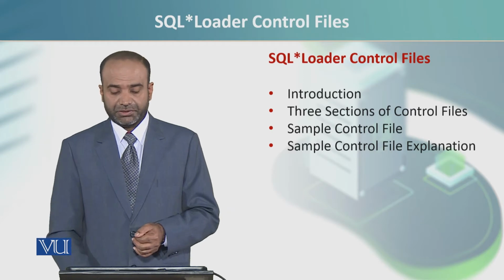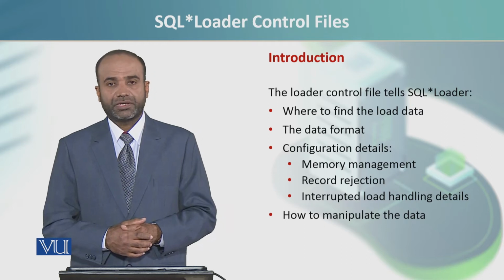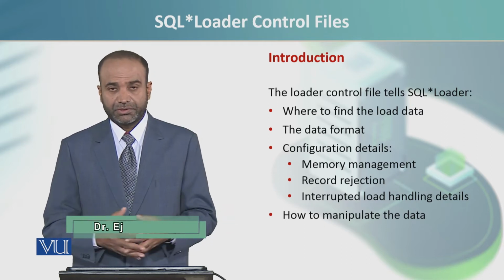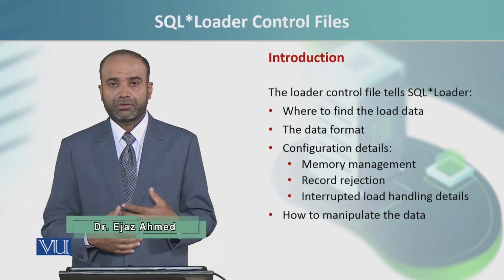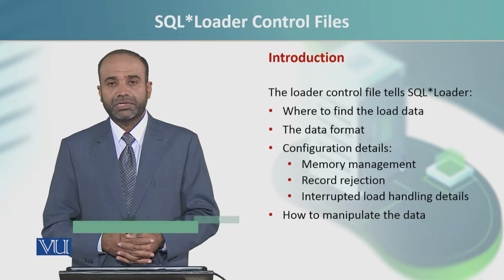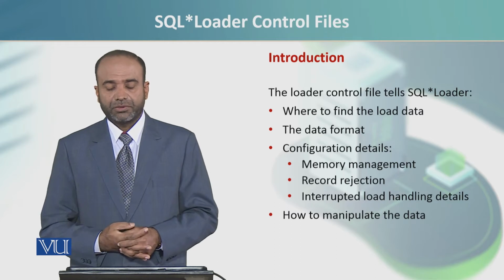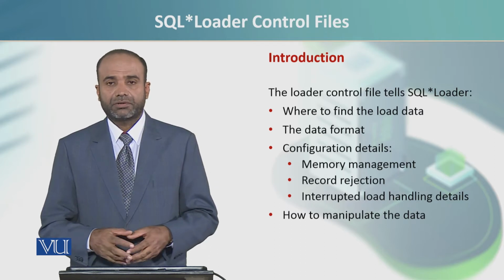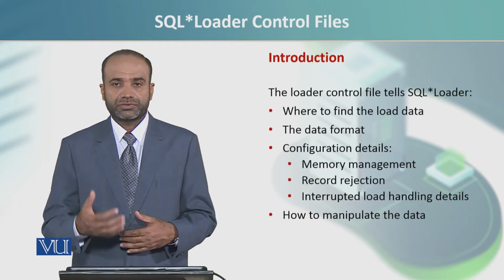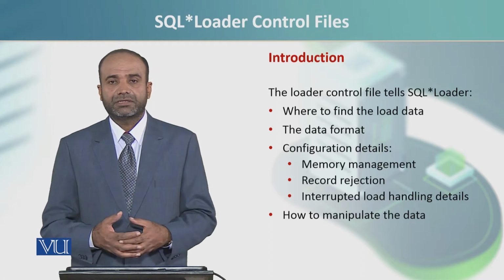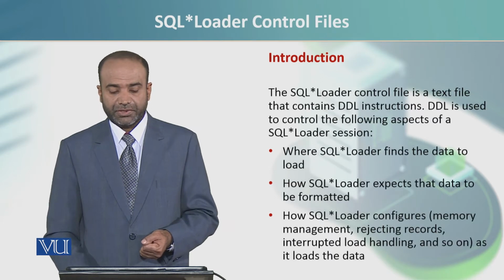The loader control file tells SQL loader where to find the load data, meaning the source of the data, and the format, how it's separated by comma or double quotations. Configuration details mean memory management, record rejection, and interrupted load handling. So this is how data is going to be manipulated: the sources of the data and the format of the data, meaning how data is organized in the source file.